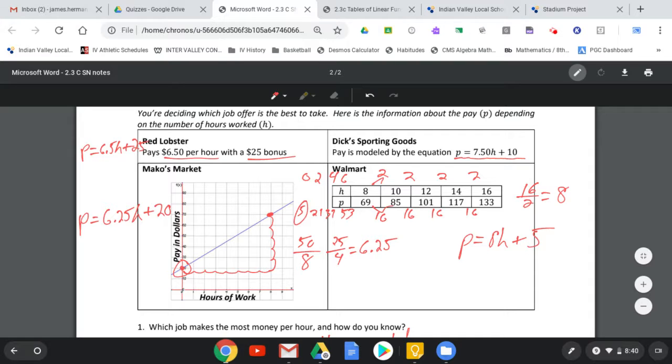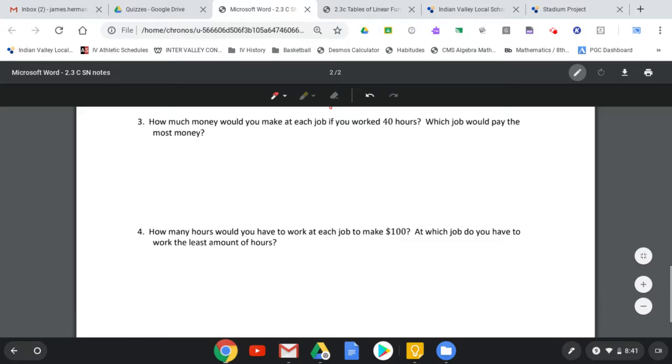First one's got it. Speak up. Yep, $325 for Walmart. $310 for Dick's Sporting Goods. Red Lobster, $260. Waiting on Mako's. $270. For a 40-hour work week, best place? Wally World.